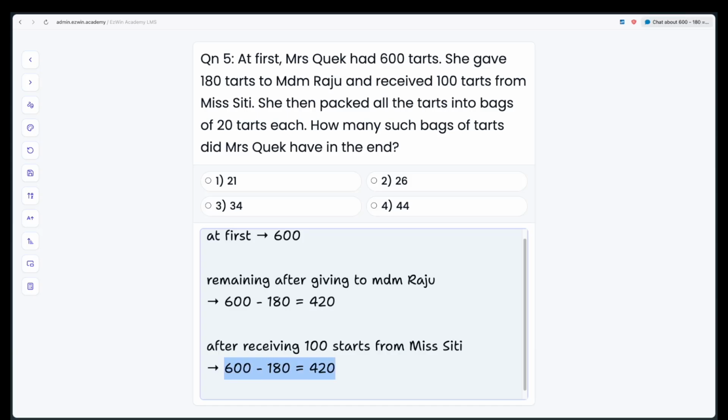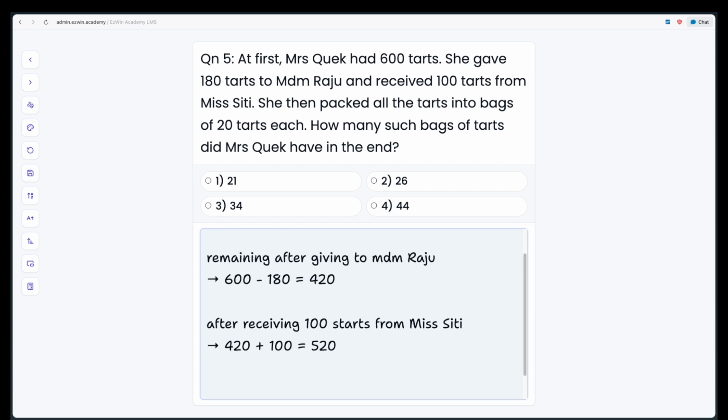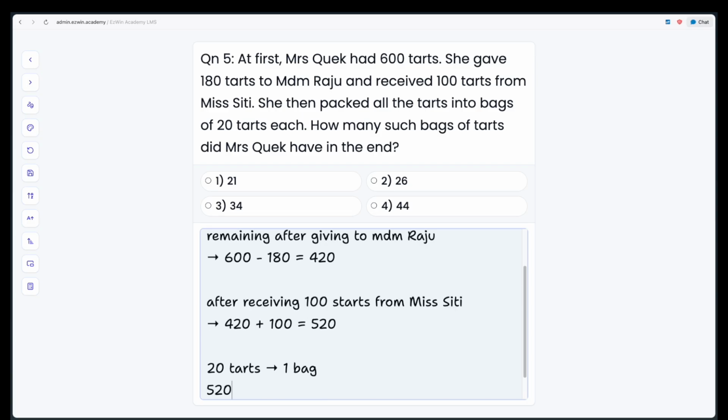Basically, we have the remaining 420 plus 100. This will give us 520. So now she then packed all the tarts into 20 bags. Okay, so 20 tarts is equal to one bag. And then 520 tarts is basically 520 divided by 20. And this will give us 26 bags in this case over here. So the answer to this question is 26.